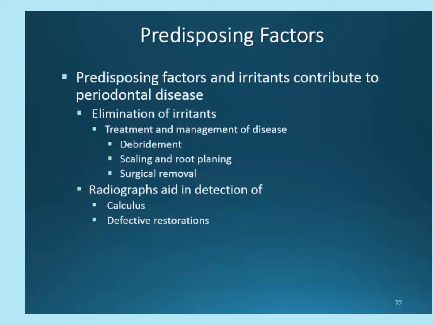Predisposing factors can encourage periodontal disease. We use radiographs to detect them when we cannot see them through visual exams. They are removed by debridement, scaling and root planing, or through surgery. Let's move on and take a closer look at the calculus and how it can be detected, and how we can detect bone loss in the upcoming radiographs.